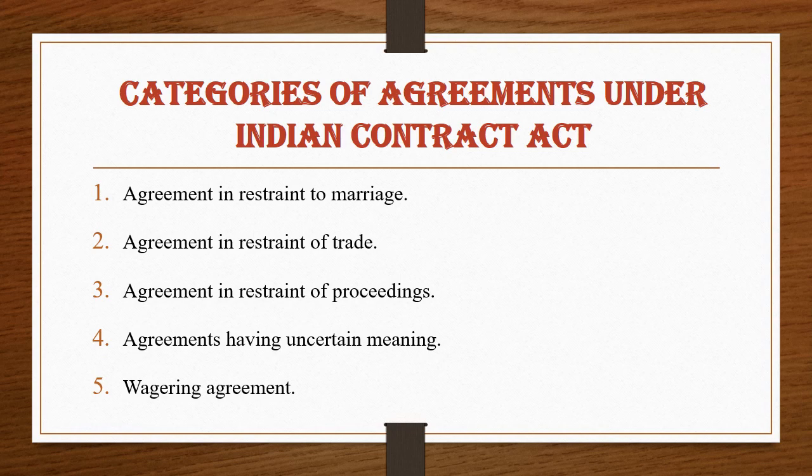So, as per the Indian Contract Act, there are five different categories of void agreements. They are agreement in restraint of marriage, agreement in restraint of trade, agreement in restraint of proceedings, agreements having uncertain meaning, and wagering agreement.